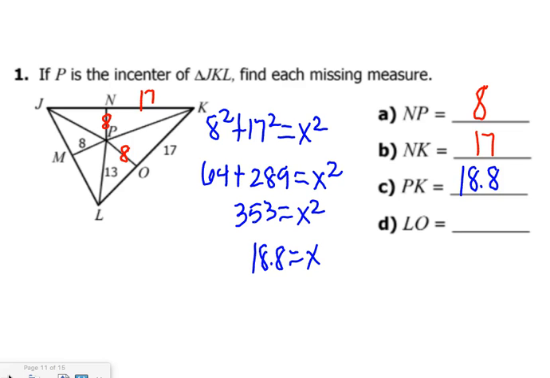What about LO? Well, then we do the same thing. We have to do the Pythagorean theorem again. But this time, this is my hypotenuse, so it'd be 8 squared plus x squared equals 13 squared.